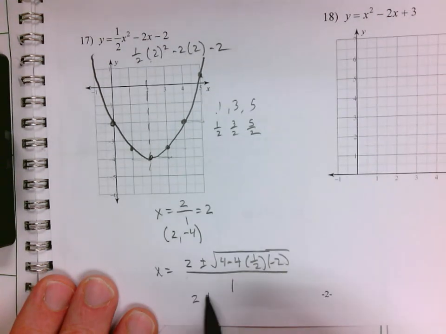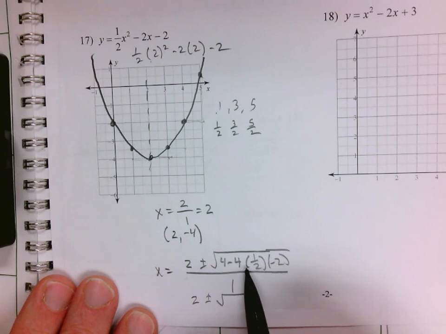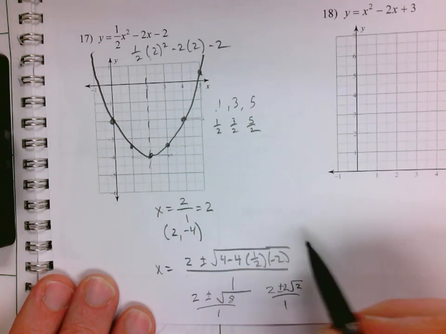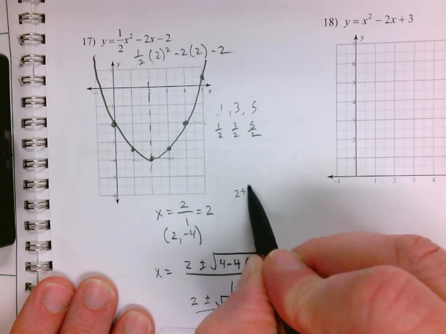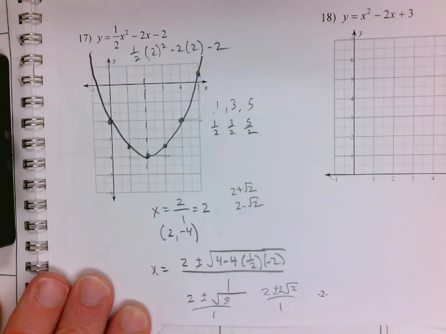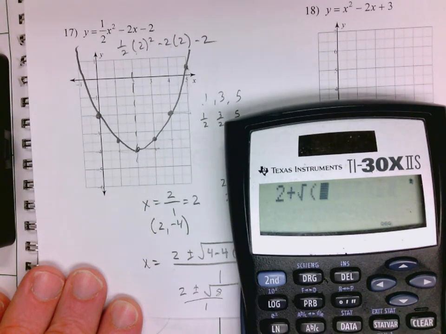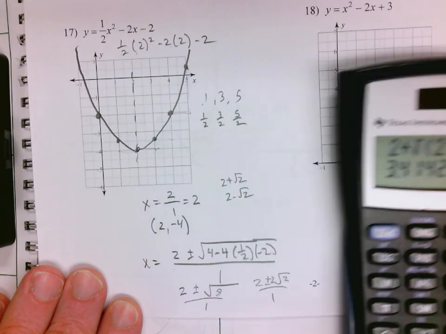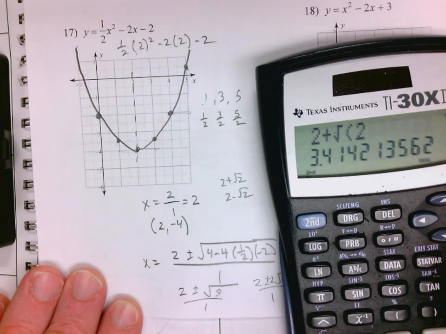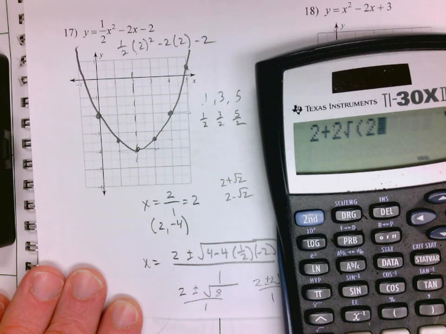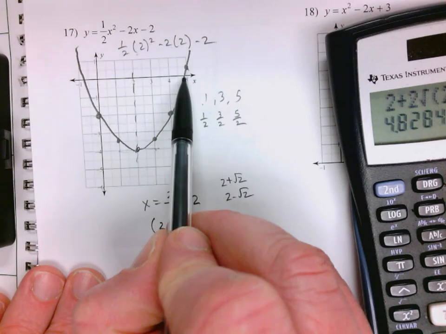So this is 2. So 4 minus negative 4, which is 8. So 2 plus or minus 2 radical 2 over 1. So 2 plus radical 2, 2 minus radical 2. Video's getting a little too long. Let's just check. 2 plus 2 square root of 2, 4.82. So your answer makes sense. You can still use your calculator to help you that way. So there's your 2 zeros.